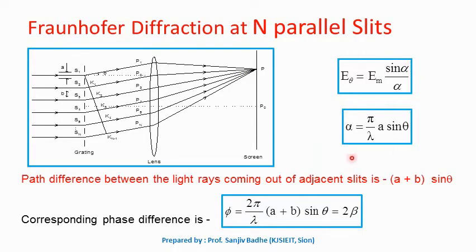So this is the same thing that we discussed earlier. What we did: we made parallel rays of monochromatic light incident on an arrangement of n number of parallel slits, which is called a diffraction grating. We considered the light rays diffracted at an angle theta. These light rays merge at point P after passing through the lens.